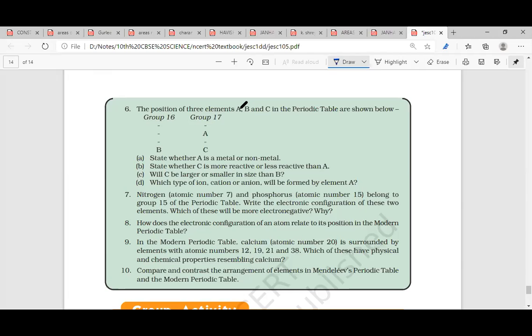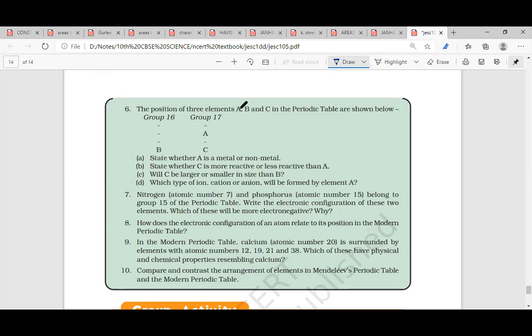Nitrogen, ma'am. Reason? Because nitrogen will provide more nuclear force to gain the electron. Yes, both have to gain electrons. So therefore, whichever provides more force of attraction will be more electronegative.